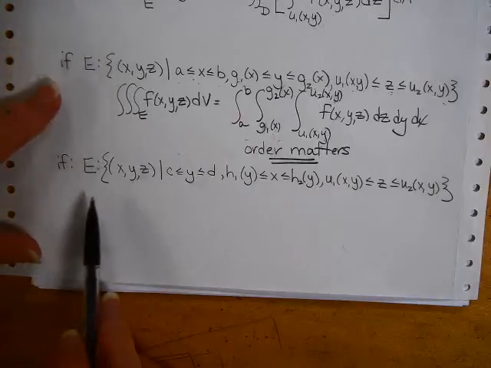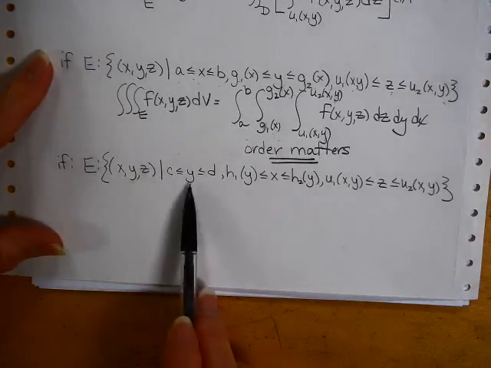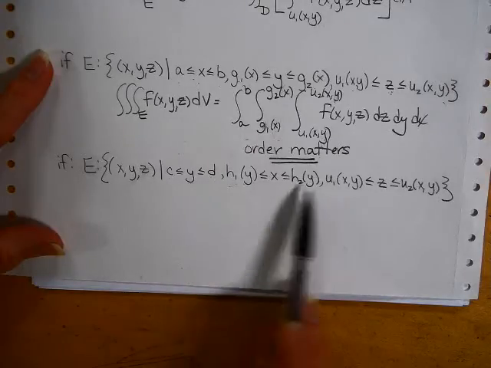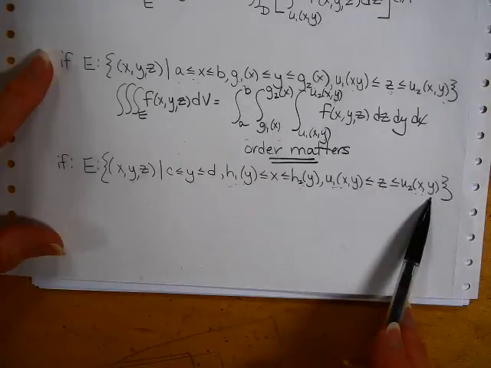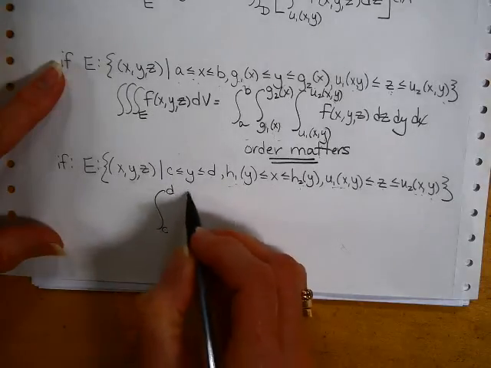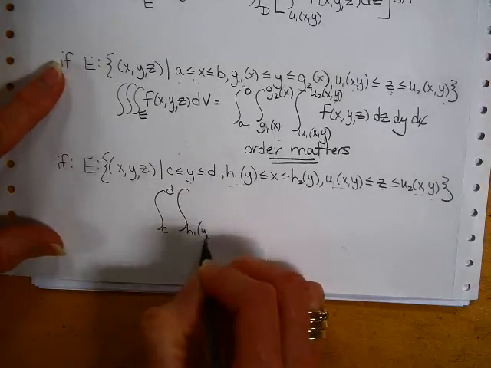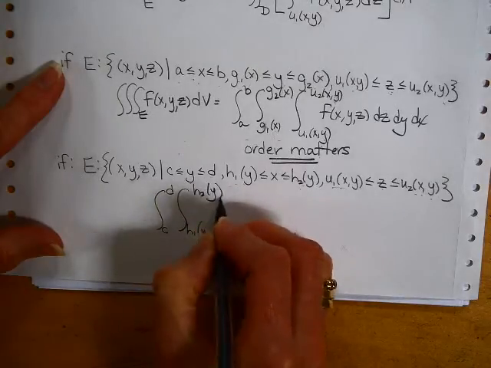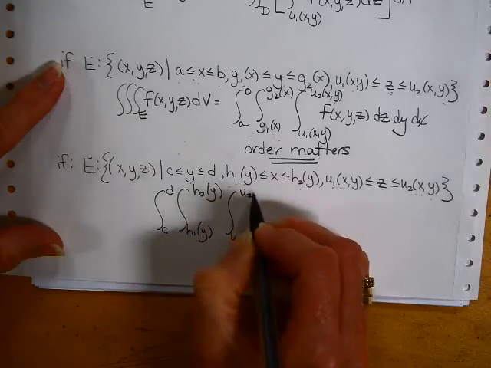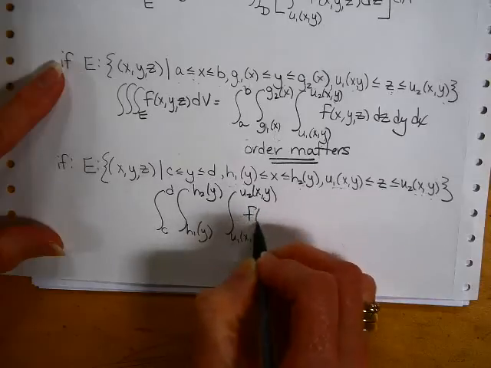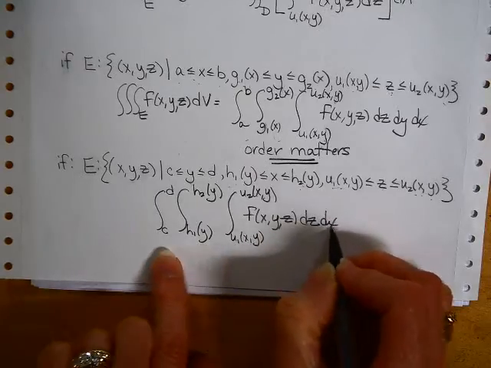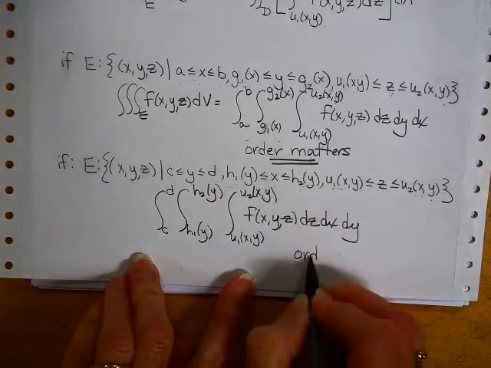And another example your book gave, if the region E was such that y ranged from C to D, but your x's went between functions of y and your z's were between functions of x and y, then the y is going to go on the outside. So this integral would have C to D on the outside, h1 of y, h2 of y, u1 of x and y, u2 of x and y, your function of x, y, z. This one is the dz, this one is the dx, and this is the dy. Again, order matters.